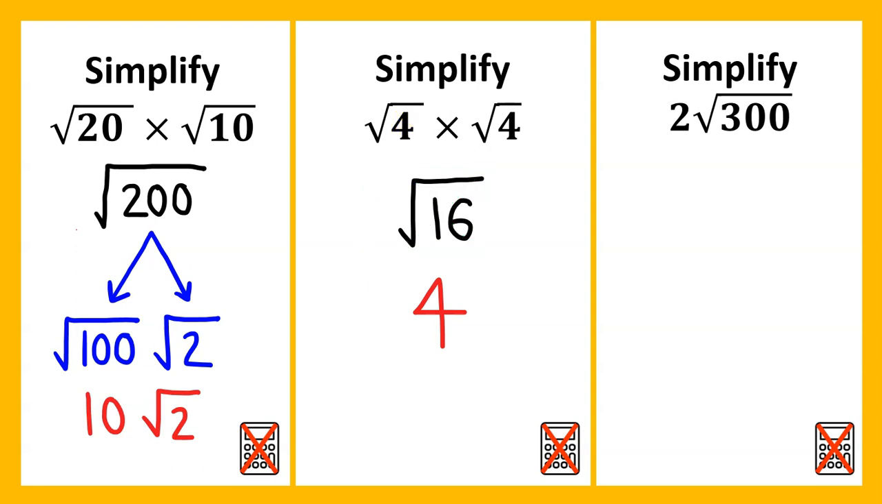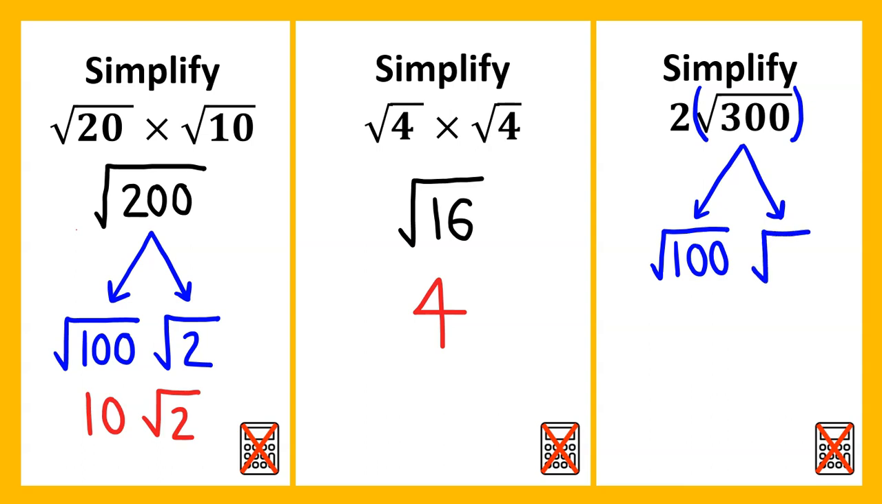For the last question, we're simplifying 2 lots of root 300. We have the introduction of a multiple of a whole number. We can worry about this later on in the question, and first just focus on simplifying root 300. So root 300 has a largest factor of a square number of 100, and this would need to be multiplied by root 3 to give us root 300.